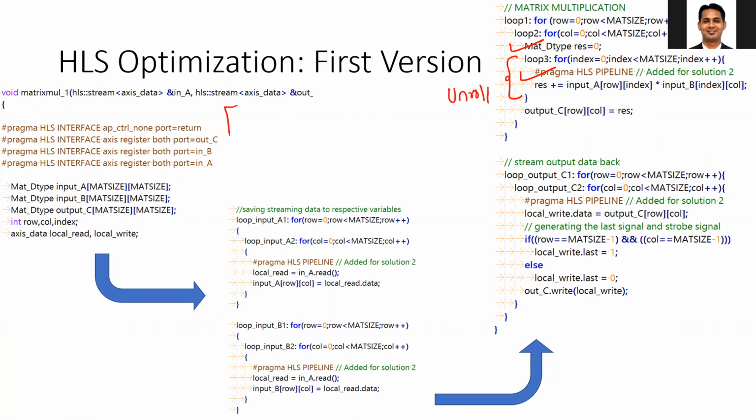multiplication of two matrices, say you have A11, A12, A13, A21, A22, A23, A31, A32, A33 with the matrix B.